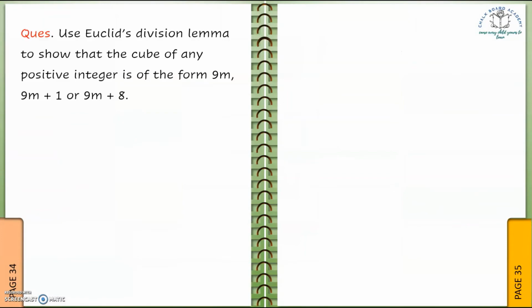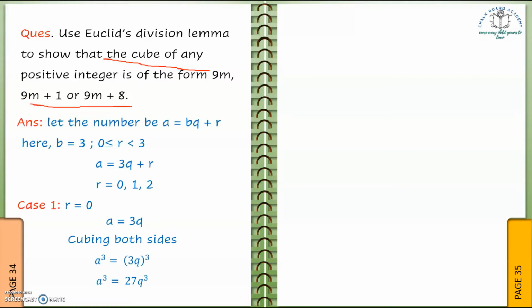Now again we have another question. This is to prove that the cube, we have done one as a number, then we have done a square, and now we are doing cube. The cube of any number is in the form of 9m, 9m plus 1 and 9m plus 8. Again we are taking a number, that is a is equal to bq plus r.